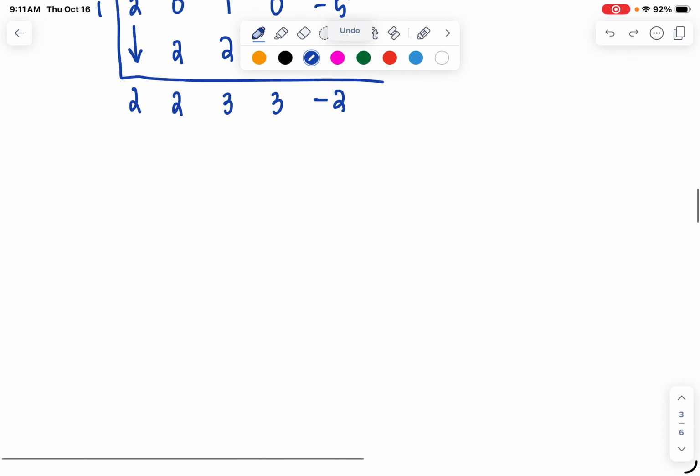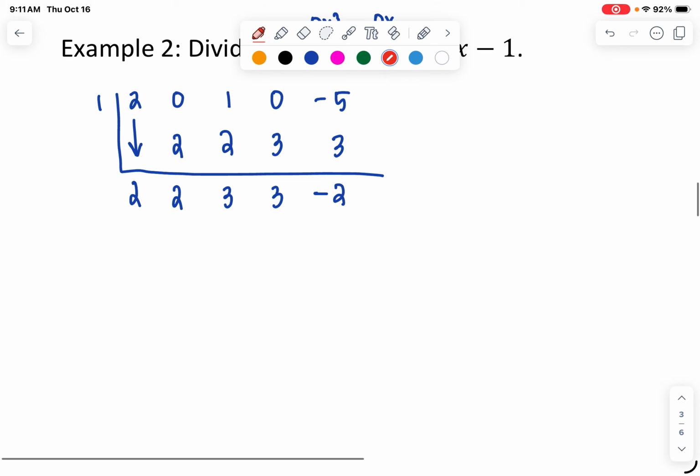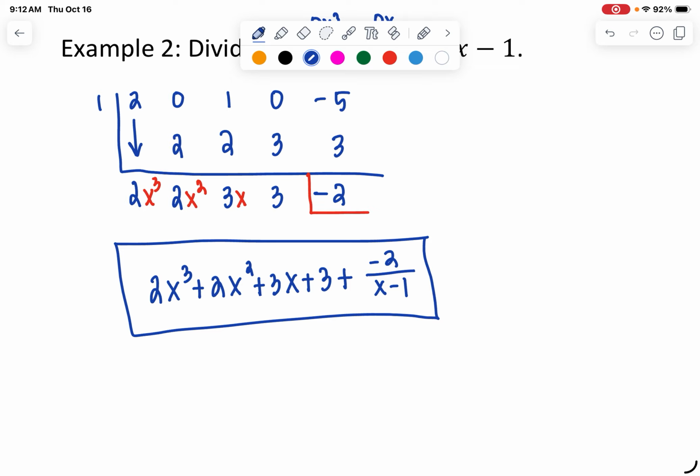Okay, so now we can write our solution. This was an x to the 4th, so if I divide an x to the 4th by a linear binomial, it's going to go down to a cube. Quadratic, linear, constant, my remainder. All right, so my final answer is 2x cubed plus 2x squared plus 3x plus 3 plus -2 over, and we were dividing by x minus 1. Voila. Easy peasy, right?